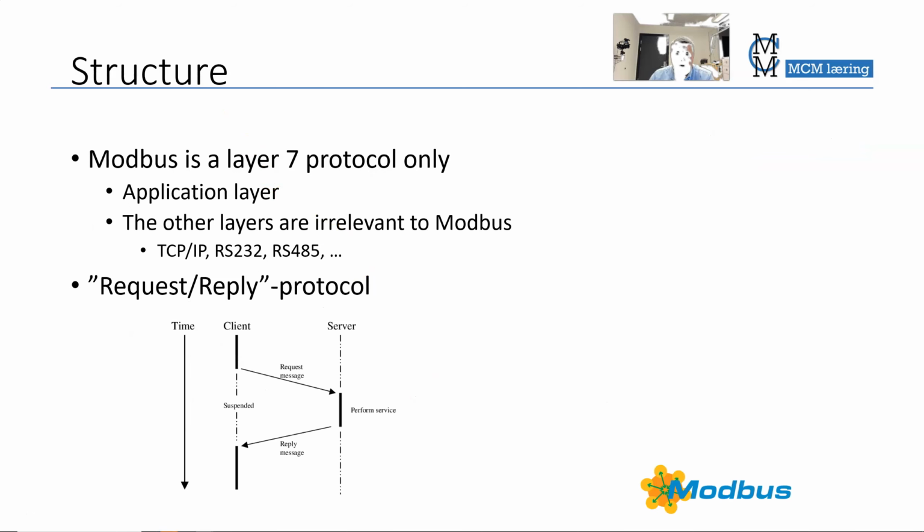So Modbus is a layer 7 protocol only, as it's only the application layer. So what you use for the lower layers is actually irrelevant to Modbus. You can use TCP/IP, you can use RS-232, you can use RS-485 and so on. It doesn't really matter. We will come back to that later. It's a request-reply protocol, which means that it's client-server based. So you request the message and you reply with a message.